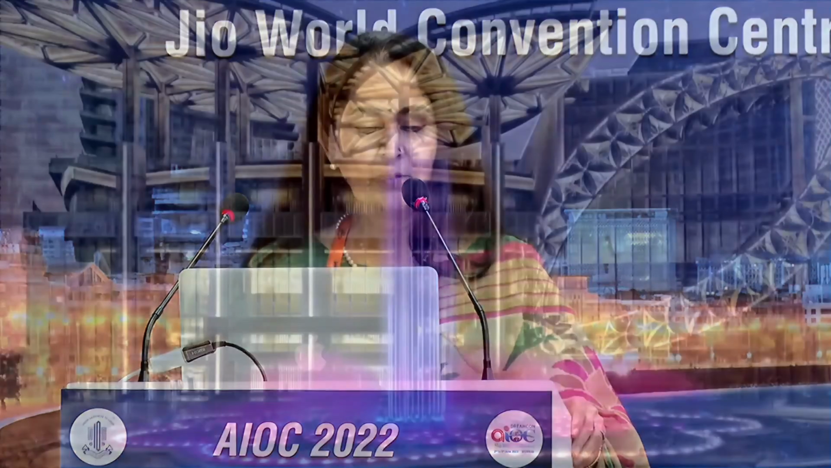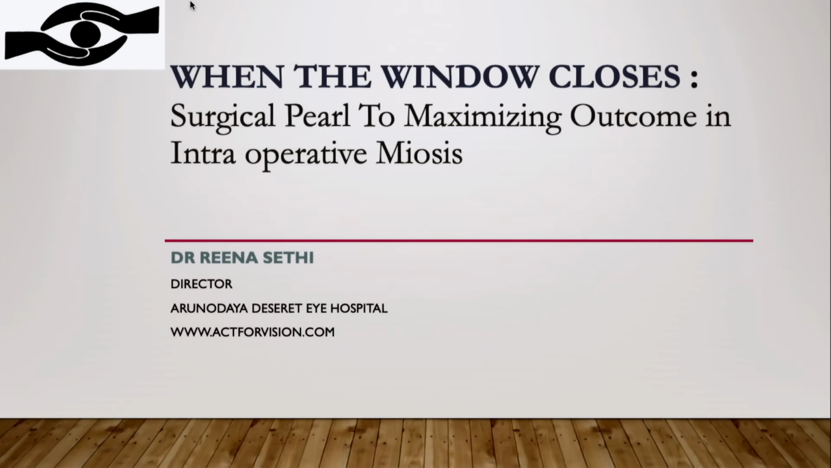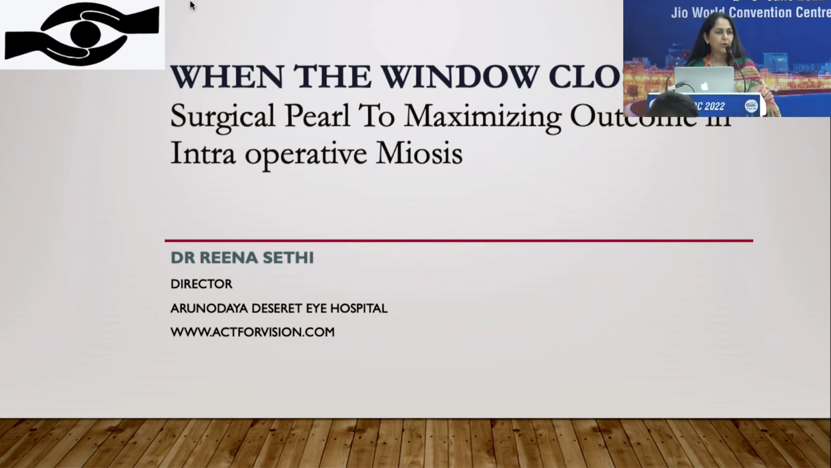We begin with "When the window closes: surgical pearls to maximize your outcome in an intraoperative miosis." The most challenging case for us is when we've prepared very well, we've gone into the OR, and the pupil is all right to begin with, or it wasn't that widely dilated, and suddenly we see that the pupil has come down.